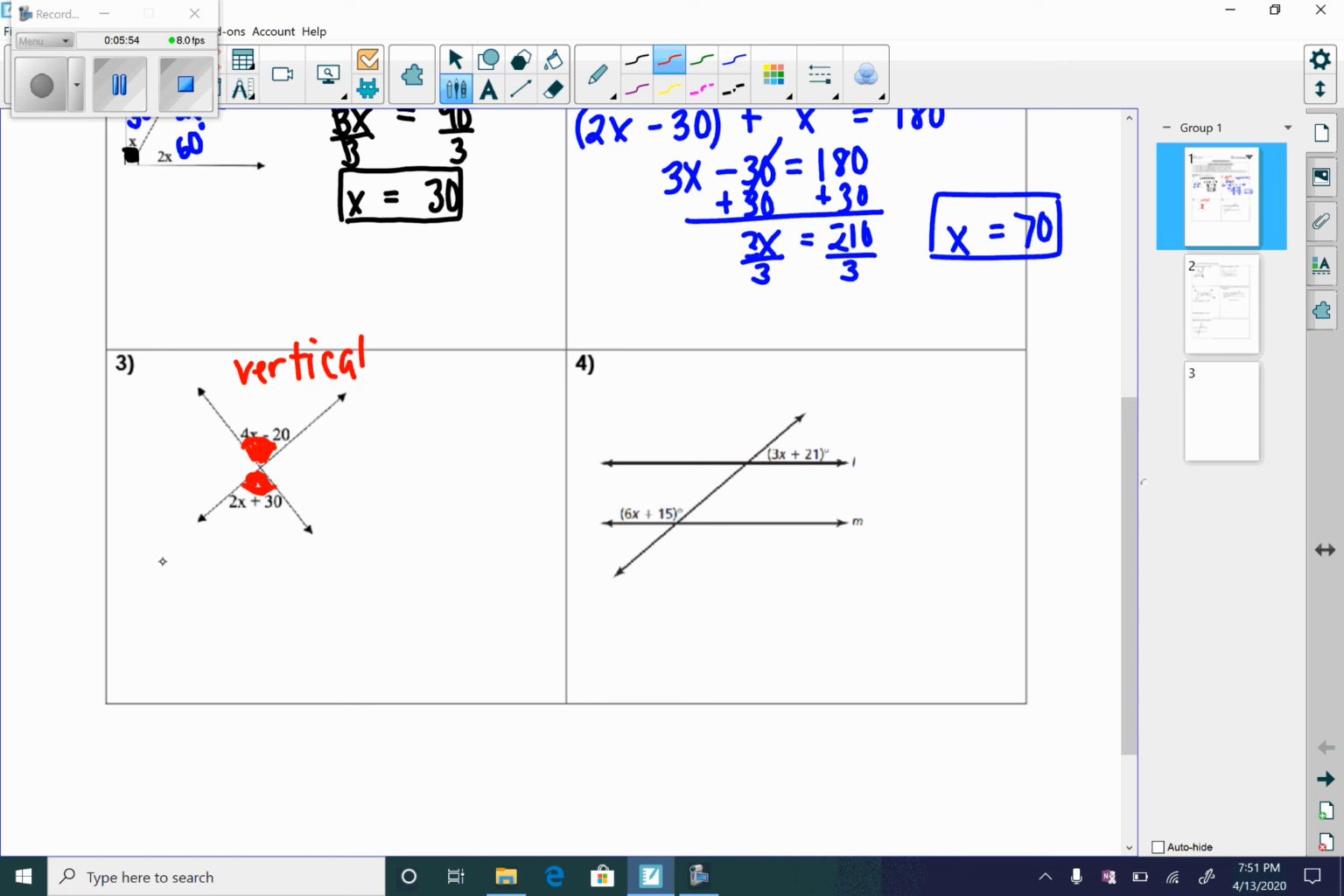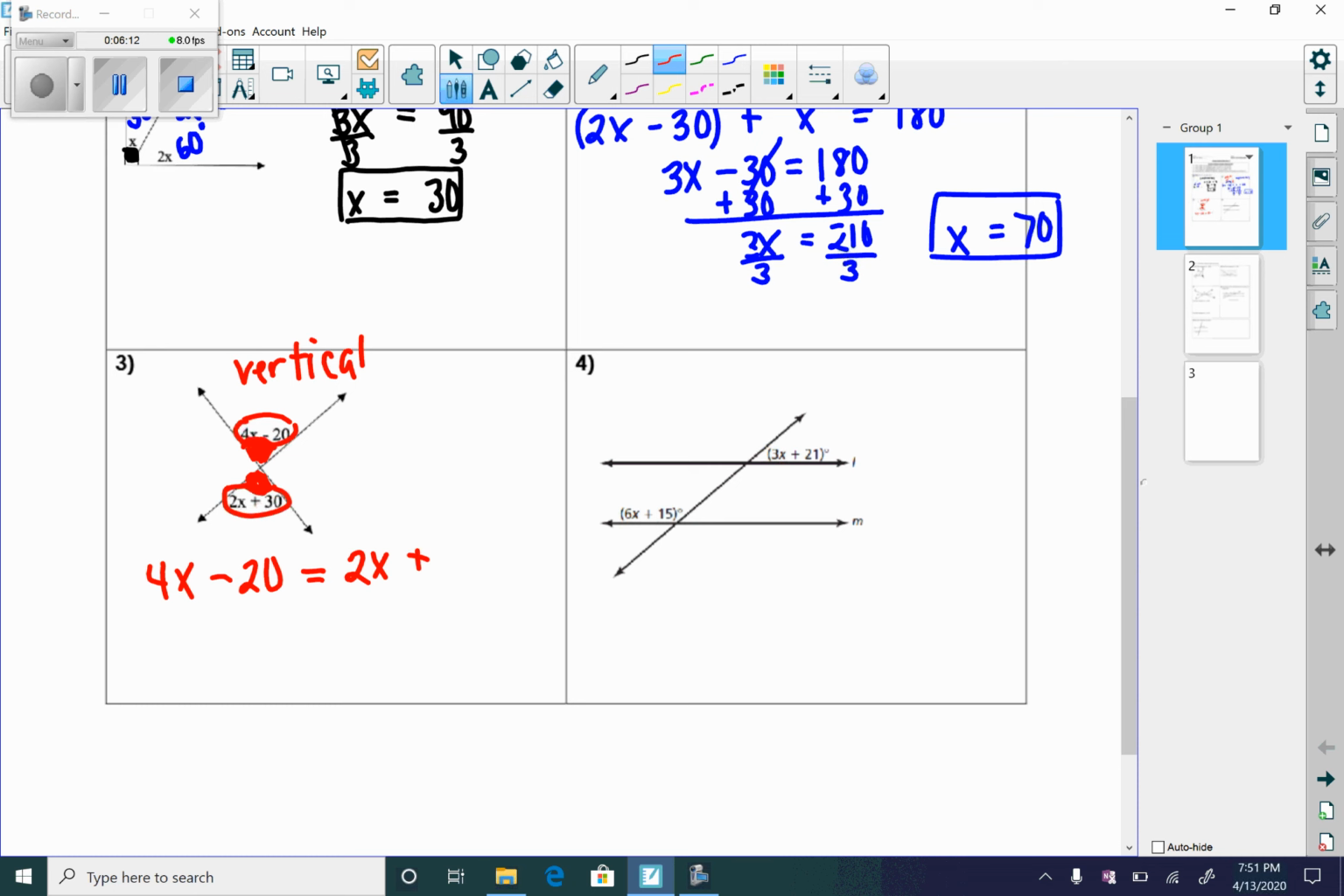So here's how we're going to write this equation. We know that this angle equals this angle. So the equation is going to look a little bit different. It's going to look like this. 4x minus 20 equals 2x plus 30.